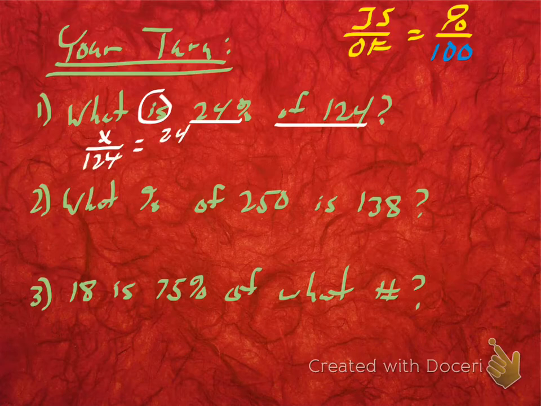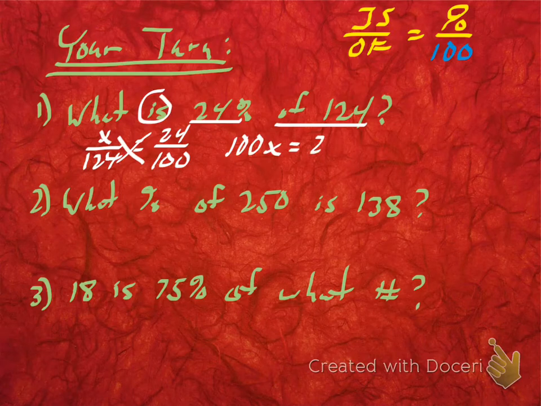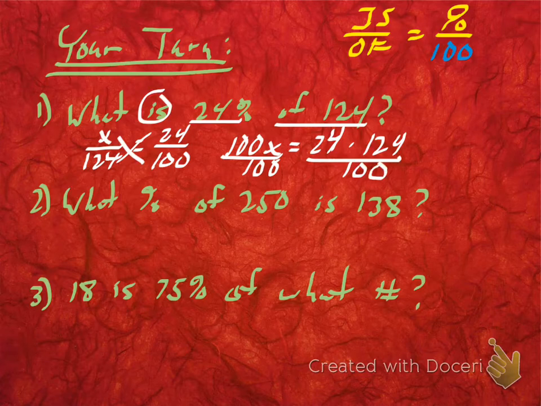Equals 24 over 100. I'm going to cross multiply and divide this, and I get 100 times x is equal to 24 times 124. Notice I didn't multiply that, so let's divide both sides by 100, and let's see what we can cancel here. I can cancel the hundreds, so I get x equals, what happens over here on the right, I can definitely cancel a lot of stuff.